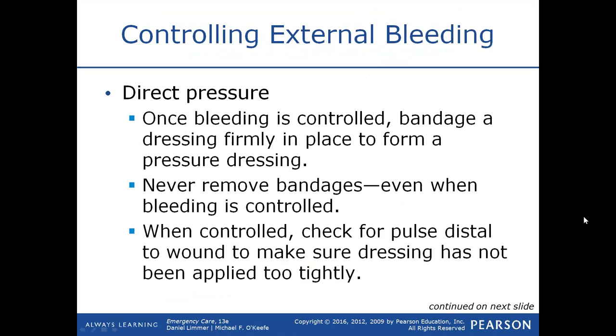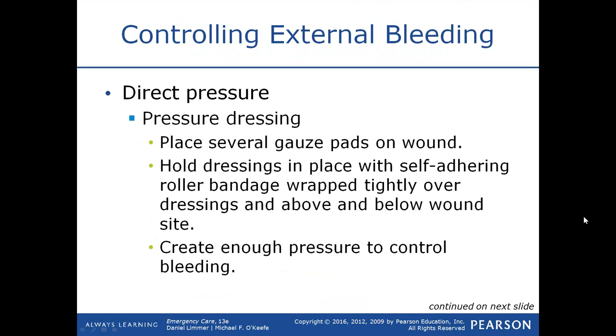When controlled, you want to check for a pulse distal to the wound to make sure the dressing has not been applied too tightly. As a general rule, if you're putting a dressing on, you can't put it on to where you occlude arterial flow. I don't know that this bullet point is valid, other than it's important to check circulation, motor, and sensory in all extremities after we do splinting or bandaging or those sorts of things.